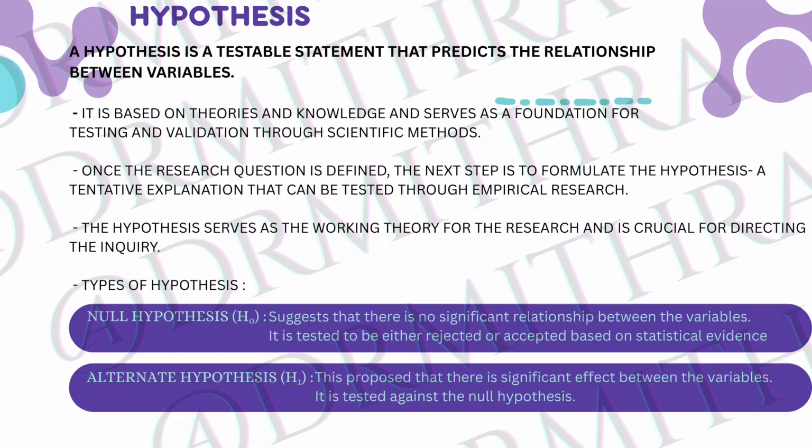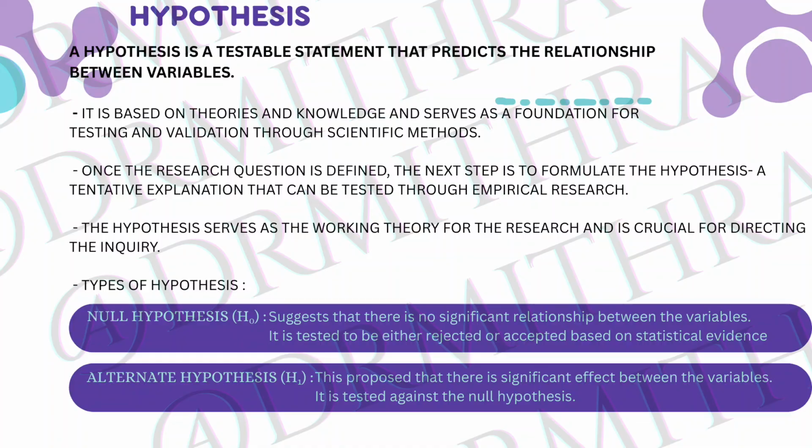Null hypothesis assumes that there is no effect or no relationship between the two variables. It suggests that there is no significant relationship between the variables. It is tested to be either rejected or accepted based on the statistical evidence. For example, like we took the other example in the PICOT framework. For that question, if you're framing the null hypothesis, it would be there is no difference between Basti therapy and physiotherapy in children with cerebral palsy. There is no difference.